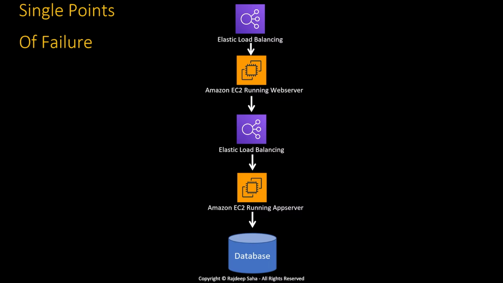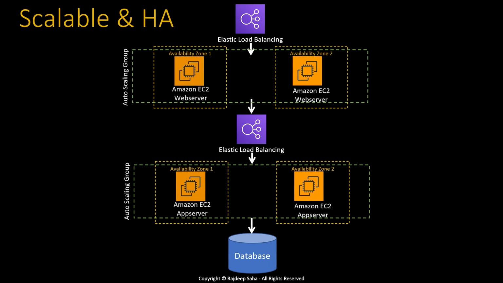So how will you make this architecture scalable and highly available? You do that by putting the EC2s for web server and app server under an auto scaling group, and you should have at least 2 web server and 2 app server EC2s in 2 different availability zones.